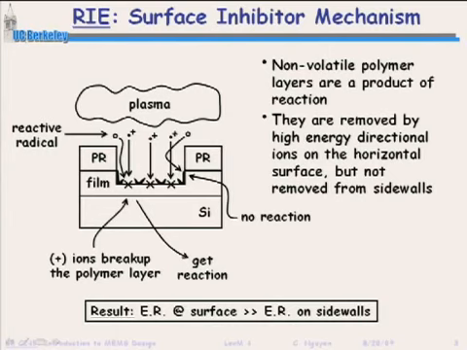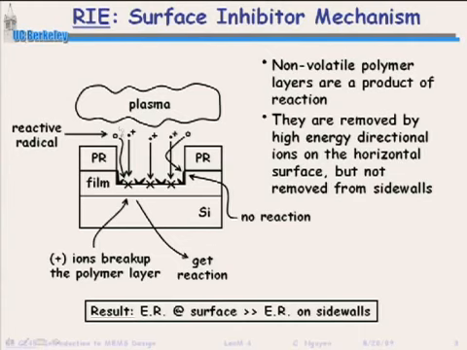So the way this works, you still have your radicals that are doing the reaction. You still have positive ions that you can direct into the surface to do damage. But this time what you're doing is not damaging the actual film. You're first growing a polymer over all surfaces, where on the sidewalls, that polymer covers the sidewalls and it prevents etching by the reactive species, by the neutral radicals.